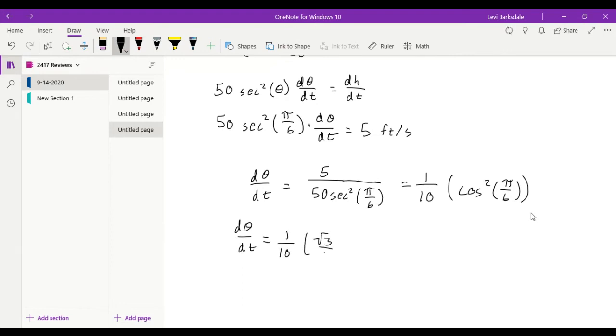So that's the square root of 3 over 2 squared, which is equal to 1/10 times 3/4. So d theta over dt is equal to 3 over 40 radians per second.